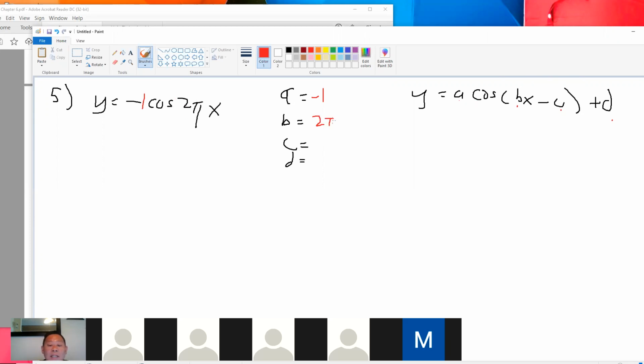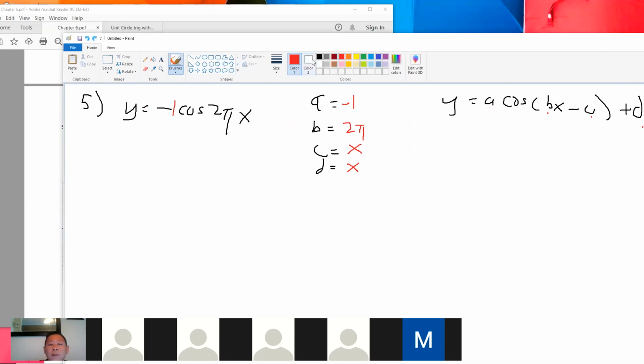And what is C and D in this case? No C, no D. In order for us to have C, you need to have parentheses. So if I give you a parenthesis plus pi, then this plus pi, minus pi, will be your C. And D is usually given to you at the end like this. So in this case, we don't have C, we don't have D. You guys all right?